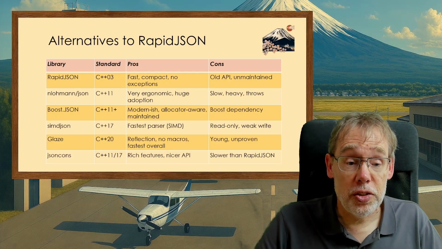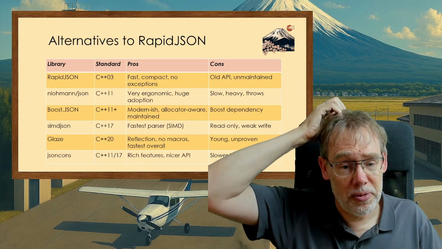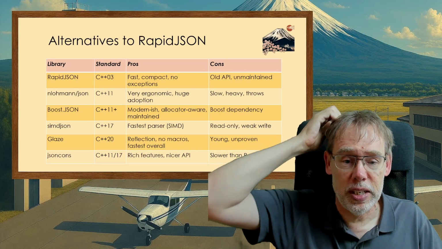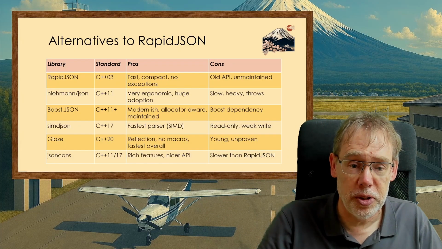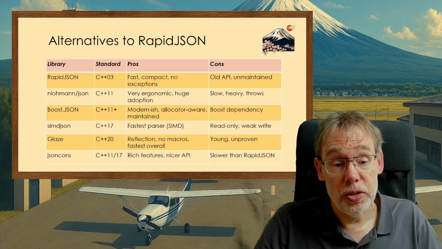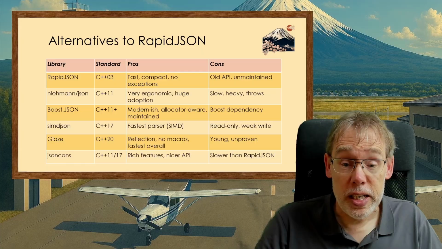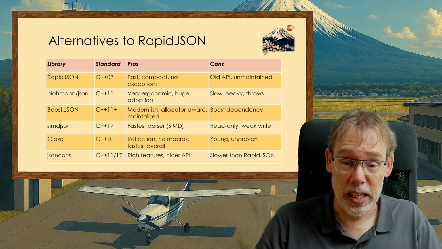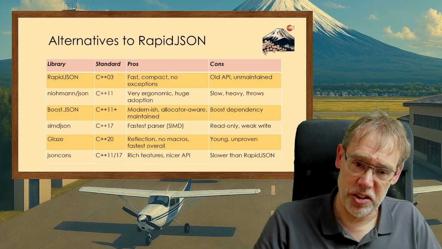Then there is SimJSON, and that is a very fast parser that tries to use as much as possible of your hardware. And it's using a very recent version of C++, but it's read-only, and writing is less common. So it's mostly for receiving, not for sending JSON.